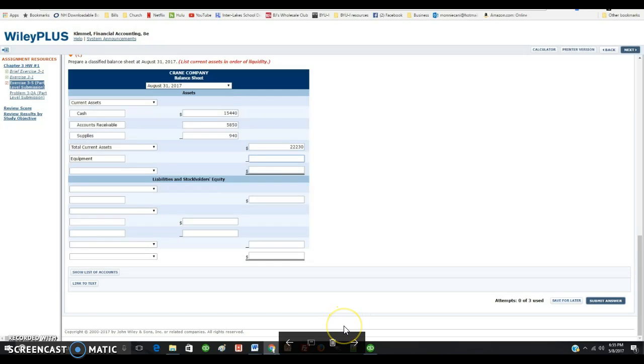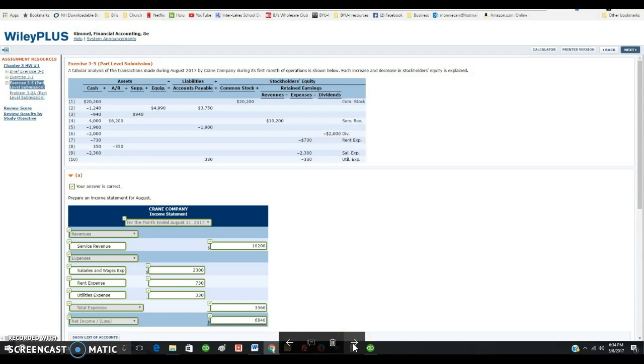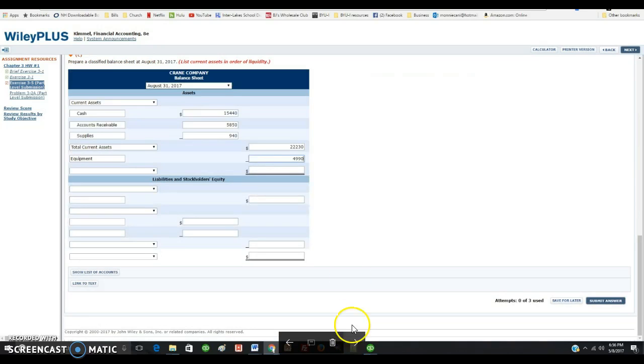The next item for assets is equipment. And when we come up to the top here, we see that we have equipment of $4,990. So we add that in here. I keep saying add. I think you all know that we're just entering it. Sorry about that. Our total assets would be the current assets plus the equipment added together, and we are entering this number, 27,220.